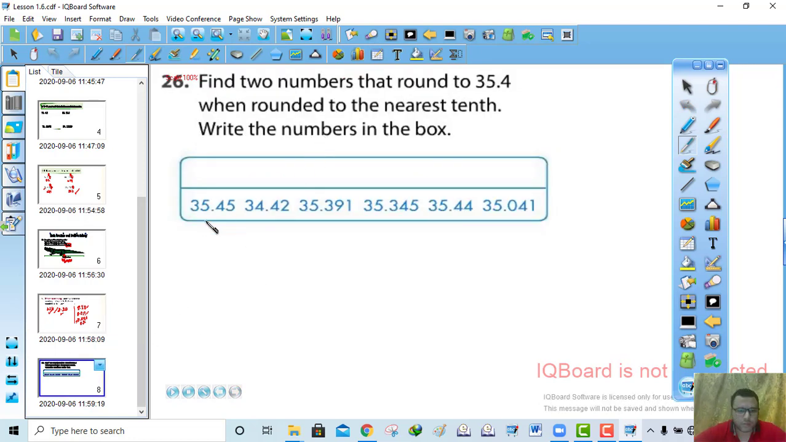Now he's asking which of those numbers can be rounded to the nearest tenths to be 35 and 4 tenths. Let's round this one. Let's underline the tenths place. 5 is strong, so this one is going to be 35 decimal point 4 or 5. Exactly, it's going to be 5 because 5 is strong. I will add 1. So is it 35.4? No. So this one is wrong.